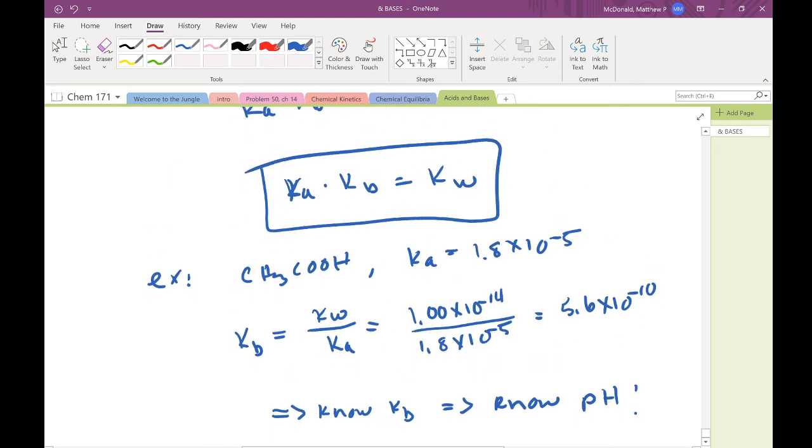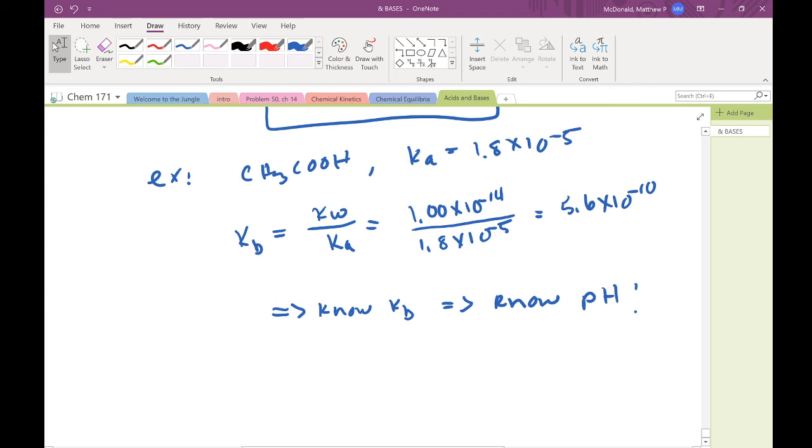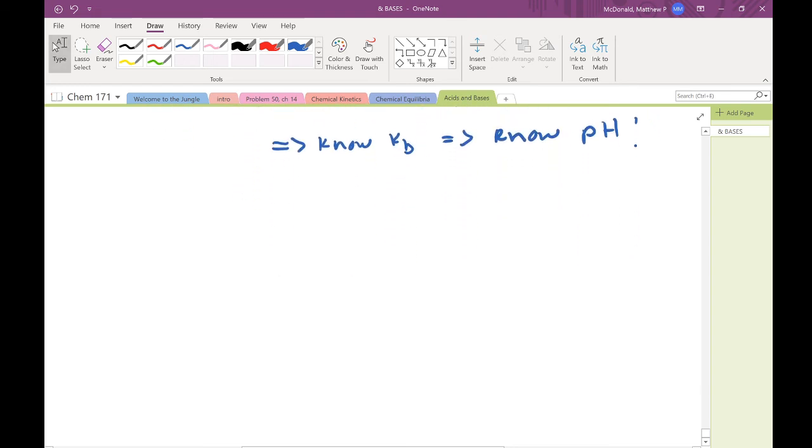Okay, so this is a really useful expression. Ka times Kb is equal to Kw. It's almost as useful as OH minus times H plus is equal to Kw. It's actually the same expression, just kind of moved around a little bit. Okay, let's do an example with this.